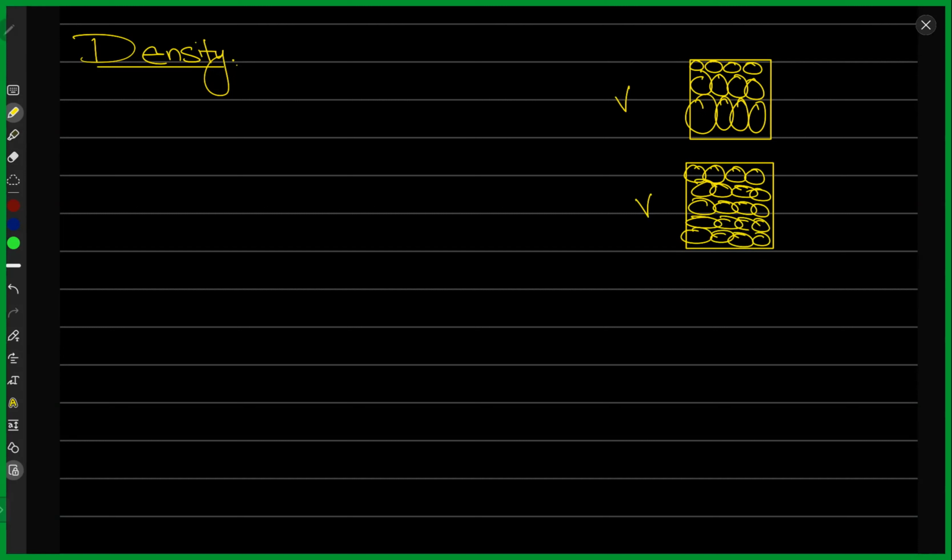Which object do you think would be more dense? The lower one would be more dense, right? According to the definition of density.